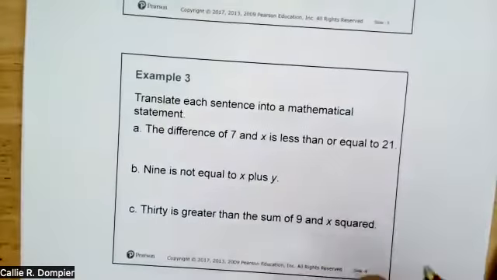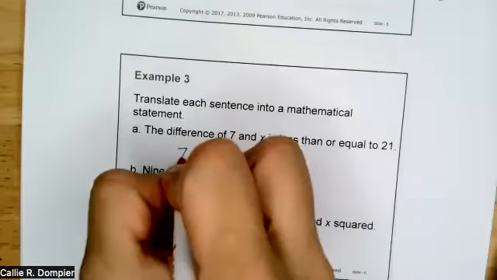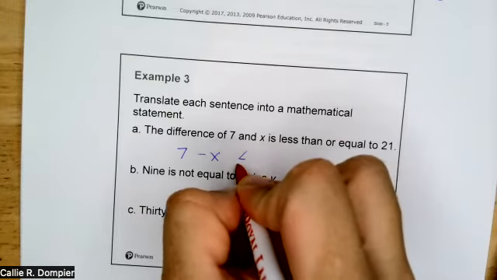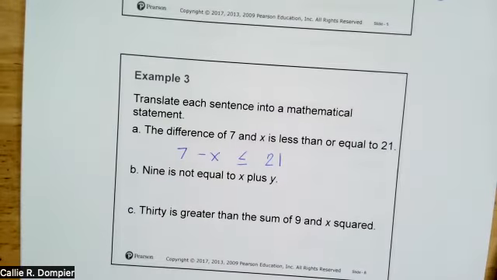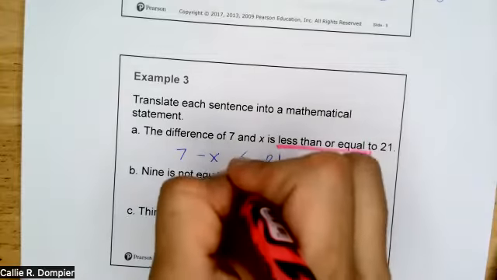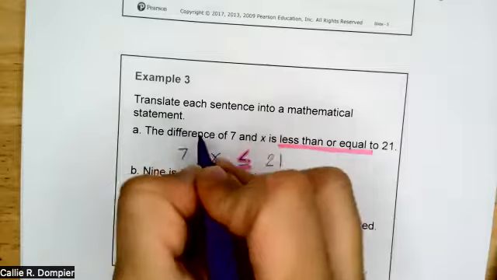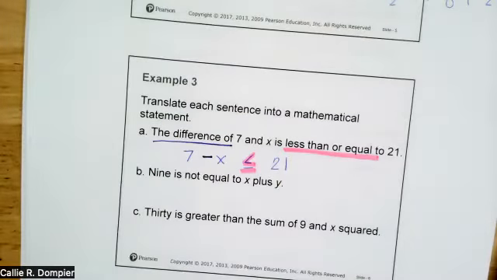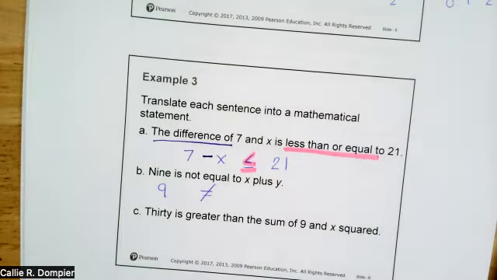All right. Translate each sentence into a mathematical statement. The difference of 7 and x is less than or equal to 21. Good. And then this would be the difference of, is that a minus sign? Good. Here, 9, remember, is not equal to. All that means is we put an equal sign and put a line through it.